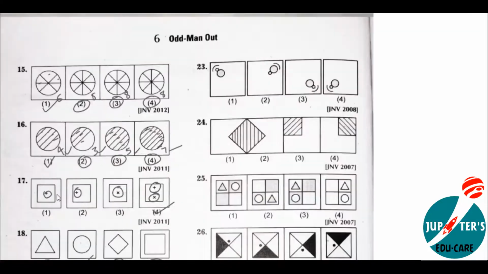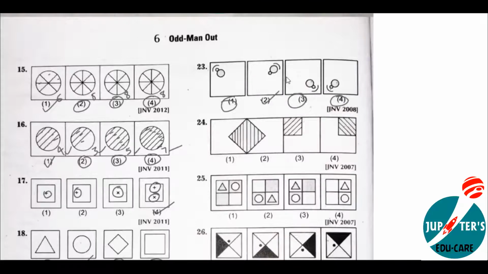Next, question number 23. In the first option, third option and fourth option, these figures are located at the corners, and we have first a curved shape, then a small circle, then a bigger circle. In this also: curved shape, small circle, bigger circle. In the fourth option also: curved shape, small circle, bigger circle. But in case of the second option, we have a curved shape, then a bigger circle, then a small circle. Means the second option is different from these three options. So 2 is our answer.